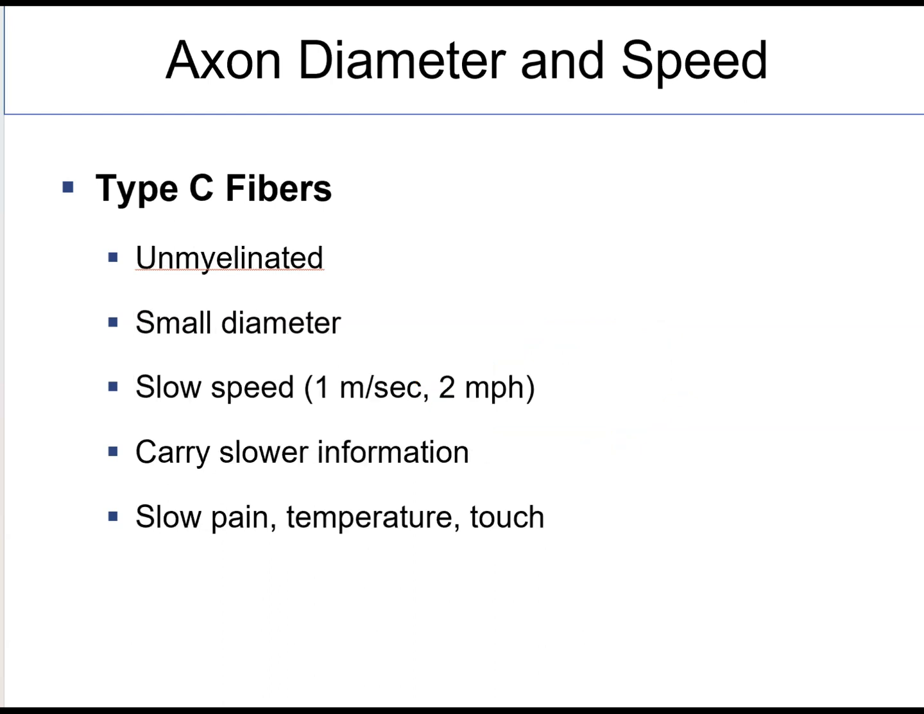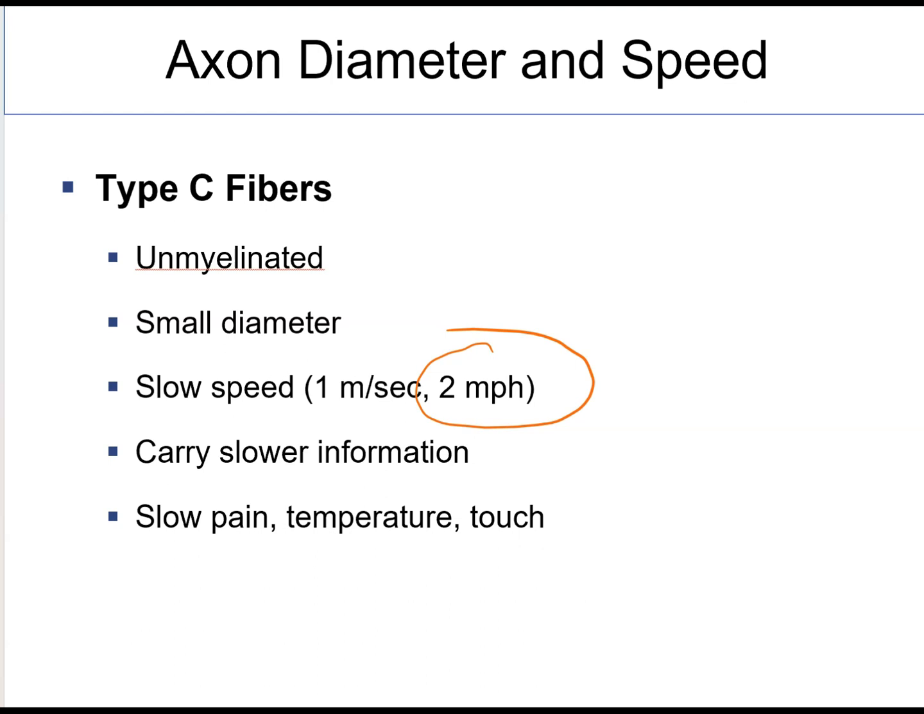And then the smallest ones are the type C, and these are the unmyelinated. So they're very small, they're unmyelinated, and they're very slow. So they transmit about 2 miles per hour, which still is not bad, right? So they carry slower information. So they transmit slow pain, which might be like a chronic pain that you feel. They carry information about temperature regarding more like warm. And they also can transmit touch and even your sensation of itch.